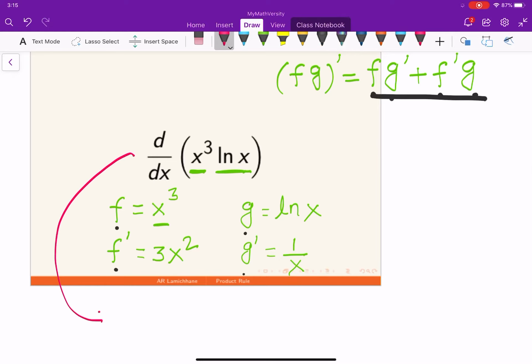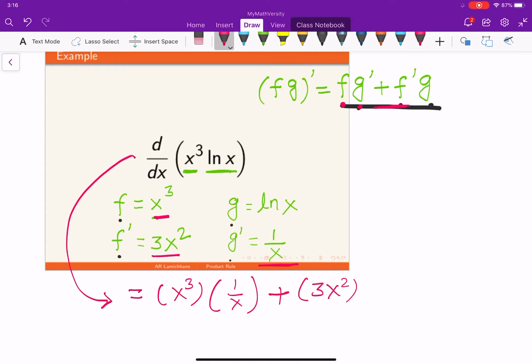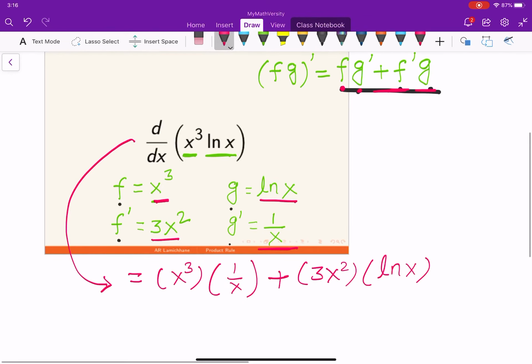So let's do that then. How do you apply this rule here? We need f, which is given over here, x cubed, right? And then we need g prime, which we figured out over here, 1 over x, right? We have the plus sign over here, and then we have f prime, which we figured out earlier as 3x squared, and then we multiply that by g, which we figured out as ln of x.